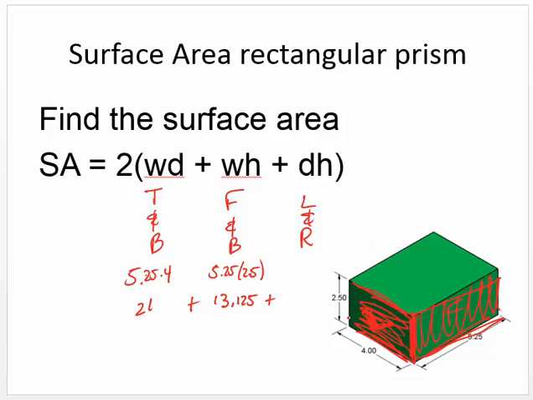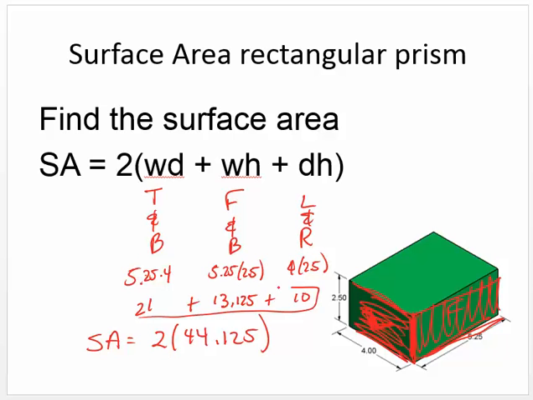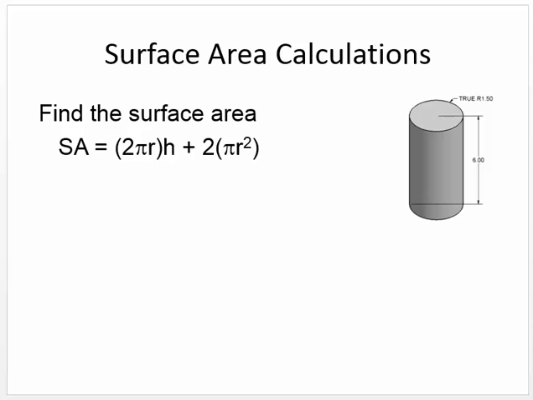My depth and my height, well, that's 4 times 2.5, and that turns out to be 10. So if I add these up, my surface area equals, all I did is add these numbers up to get the number inside. Now I have to multiply that by 2, and my surface area then turns out to be 88.25 inches squared. All right, the last one we have here is the surface area calculation for a cylinder.